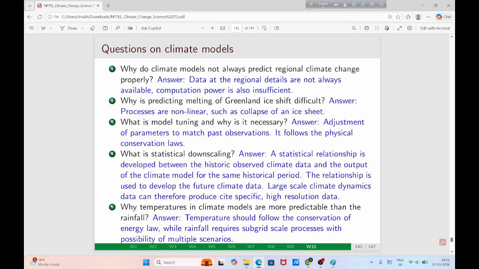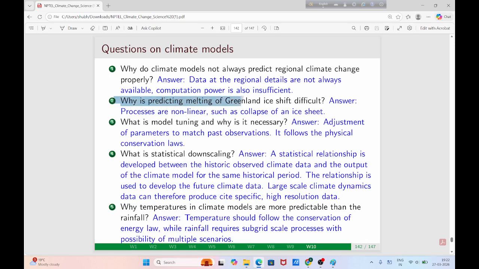So yeah, I have listed some questions. Why do climate models not always predict regional climate change properly? Of course, the data at the regional details are not available. The resolution is not so high, and also the computational power is very low for getting the exact forecast for the regional level. I cannot exactly tell what is the situation in Chennai, what is the situation near Ernakulam, or what will happen after 50 years. We cannot tell that. Many people demand that, claim that, but that is not possible.